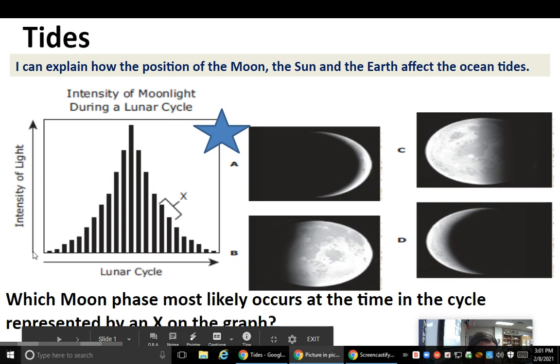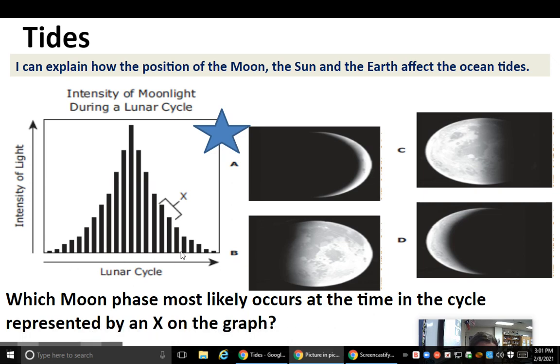So here on your X axis, you have the lunar cycle, and on your Y, you have the intensity of light increasing. As your lunar cycle increases, so does the intensity of moonlight during a lunar cycle. So, you can say you're waxing here until you're full, and then once you're full, you start to wane.